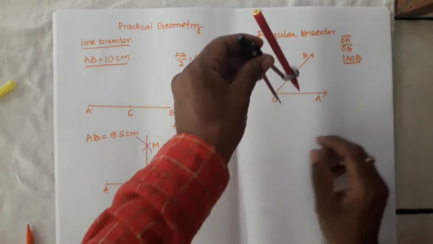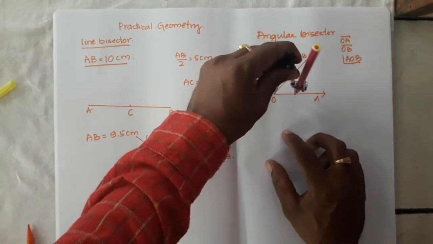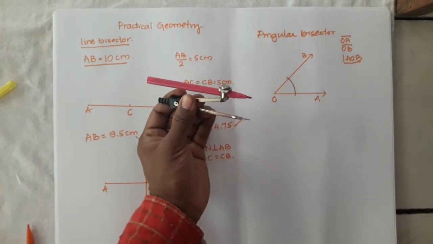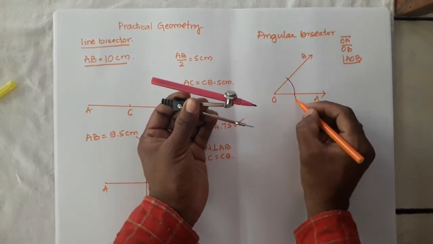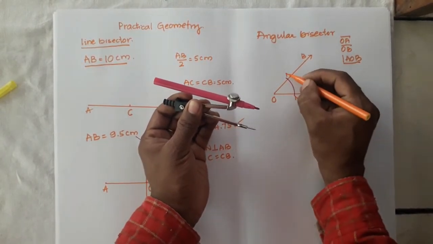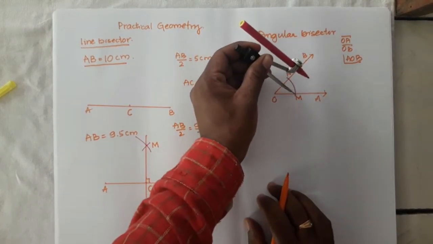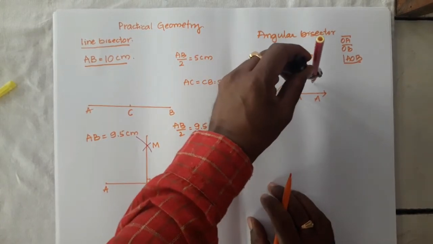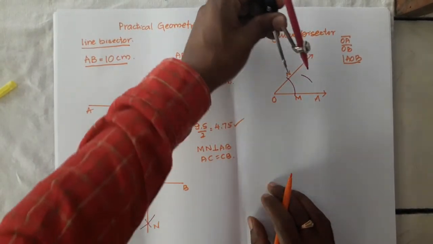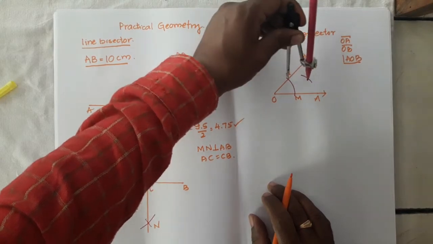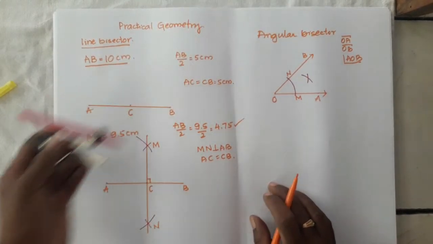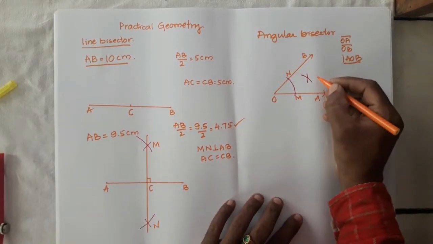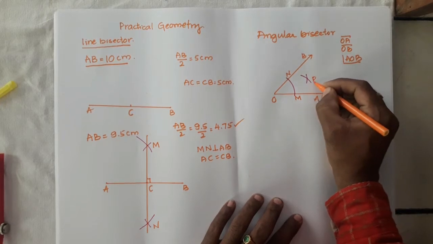Now if I want an angular bisector, I have to follow certain steps. First, I should draw an arc such that we get two points. Let me name this point as M and this point as N. With M as the center, with more than half the arc length, this is more than half, I am going to cut an arc. The same thing I am going to do with N as a center. They intersect each other at a point. Let me name this point as P.